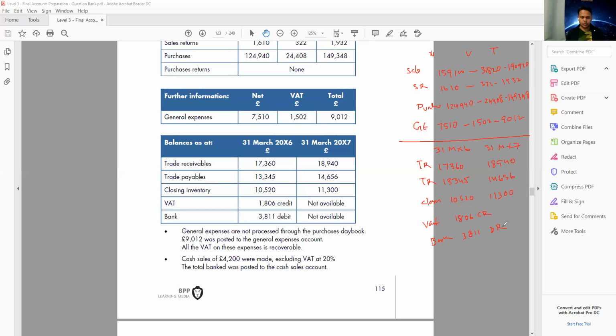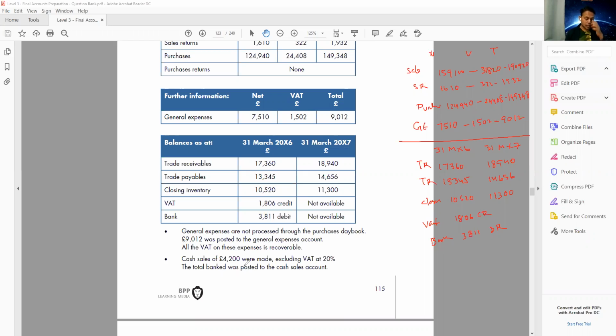After that, we have some information here. It says general expenses are not processed through the purchase day book. So general expense is not included in the purchase day book. 9,012 was posted to the general expense account. All the VAT on expenses is recoverable. So whatever VAT you have paid on the general expense, we can claim it back. So we already know this one, 1,502, write it down here, we're going to get it back.